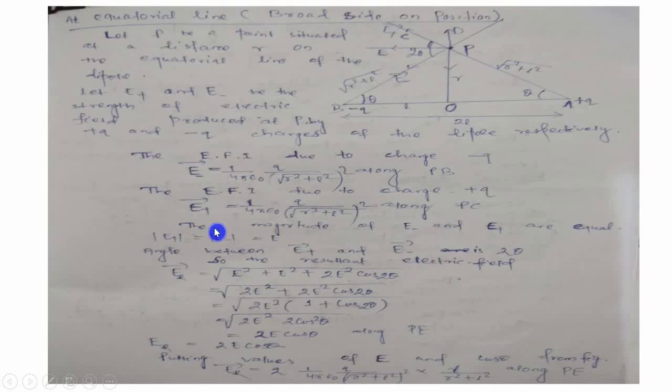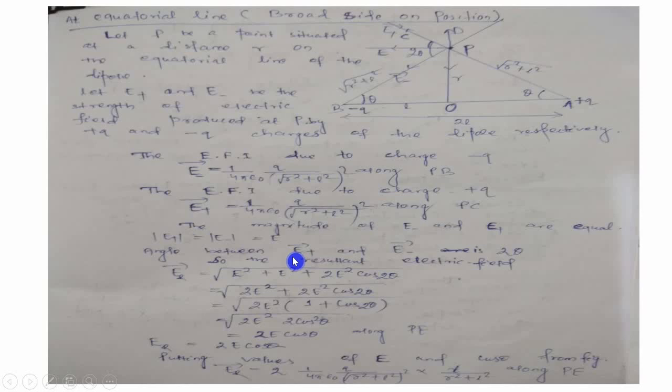If we just noticed the magnitude of E plus and E minus are equal, that it will be taken as E plus equal to E minus equal to E, and the angle between this E plus and E minus is 2 theta, because here the angle PBO is theta, as well as PAO is also theta. We know the theorem that exterior angle is the sum of the two interior angles, so it will be 2 theta.